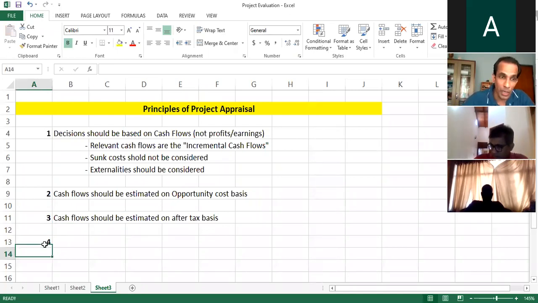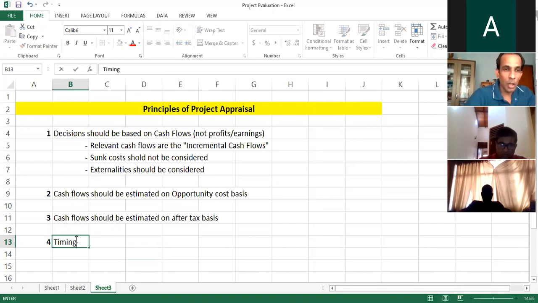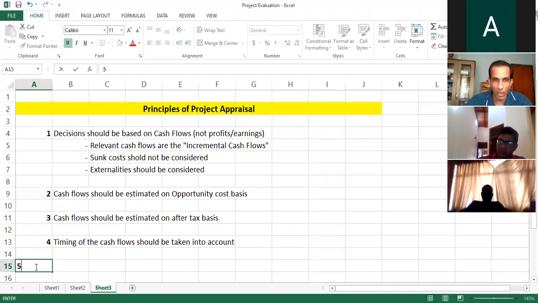And the other point we have discussed throughout this module, right? We have to consider not only the amounts of the cash flows. What is the other more important thing? Timing of the cash flow is very important. So that's why in project appraisal, it is essential to adjust for the time value of money. So timing of the cash flows should be taken into account. That also we have already discussed.